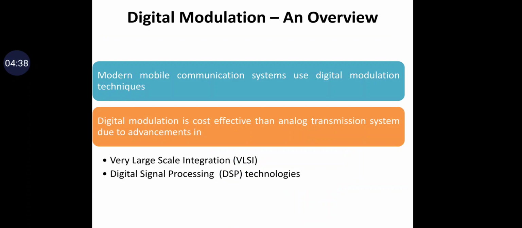So now let's see the overview of digital modulation. Modern mobile communication systems use digital modulation techniques. Digital modulation is cost effective when compared to analog transmission system due to advancements in VLSI and DSP. We know that VLSI is nothing but very large scale integration and DSP is digital signal processing.